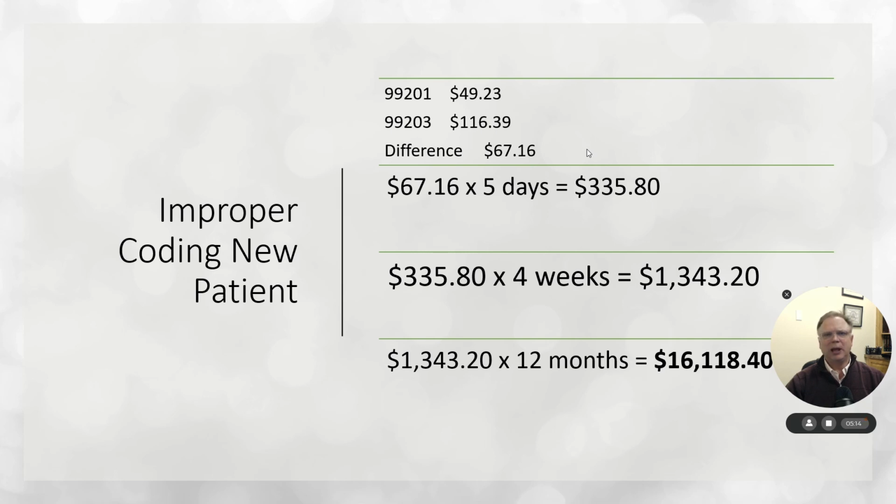On the surface, hey, not that much, right? Well, you start adding that up, and over a week, it's $335. Over 4 weeks, almost $1,400. And at the end of the year, off of one incorrect code, now that's $16,000 you just lost.